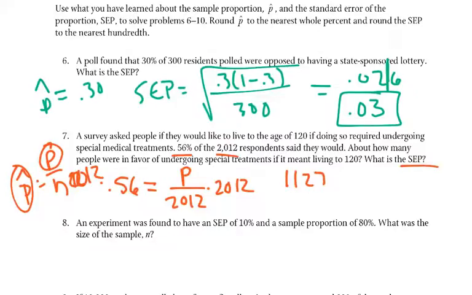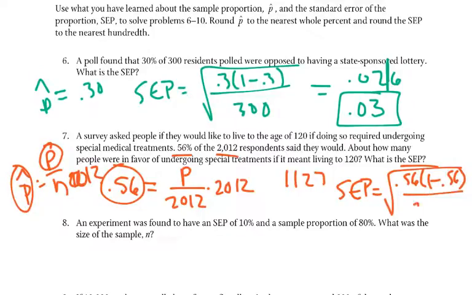Now, to find our SEP, we still use this number. So our SEP would be equal to the square root of 0.56 times 1 minus 0.56 over 2012. And we type that into our calculator: 0.56 times 1 minus 0.56 divided by 2012, all in the square root. We end up with 0.011. So rounding that would be 0.01 for our SEP.